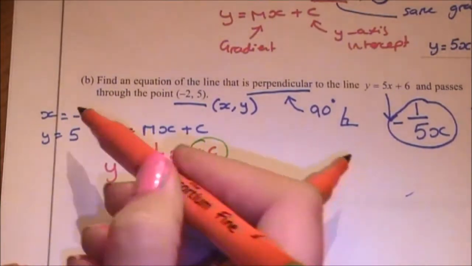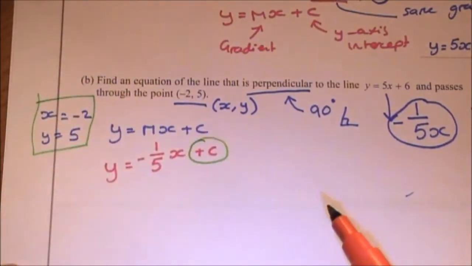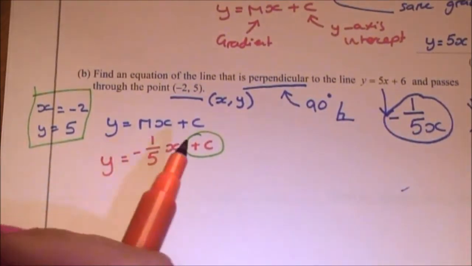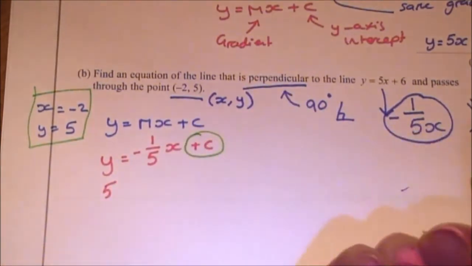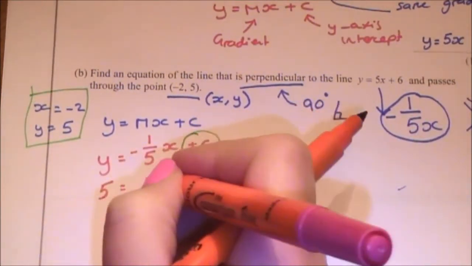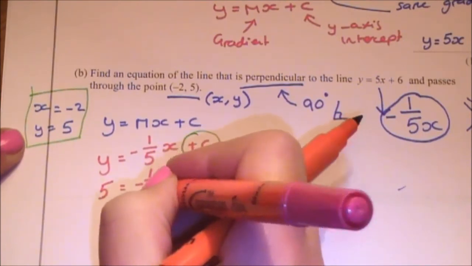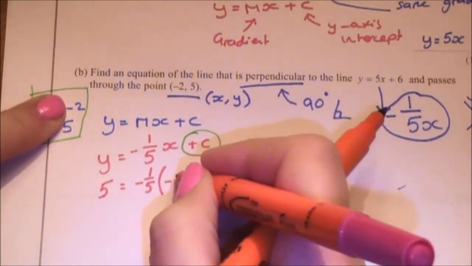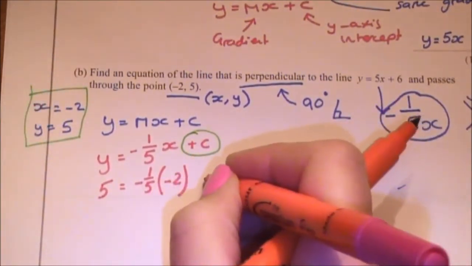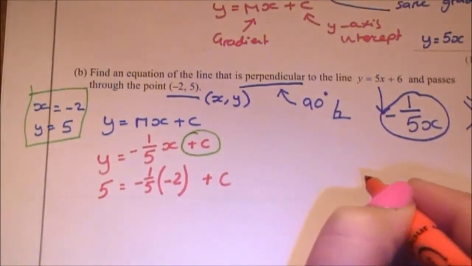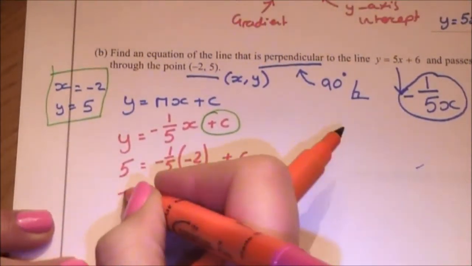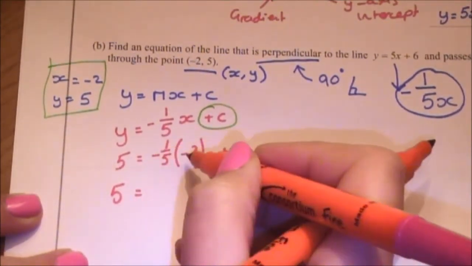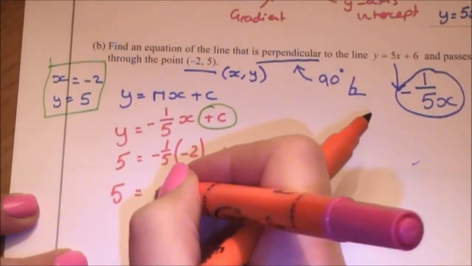So in order to do that, I'm going to need to substitute in my values of x and y. Now, I know that y is equal to 5, so there's 5, and that equals -1/5 times by -2, and then I'm going to be adding whatever c is on the end. So let's work out what's going on over here. That is 5, and 5 is equal to... Alright, well first of all I've got a negative and a negative, so I know that my answer is going to be a positive.